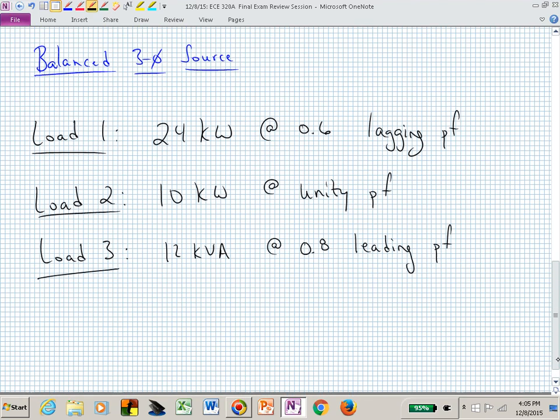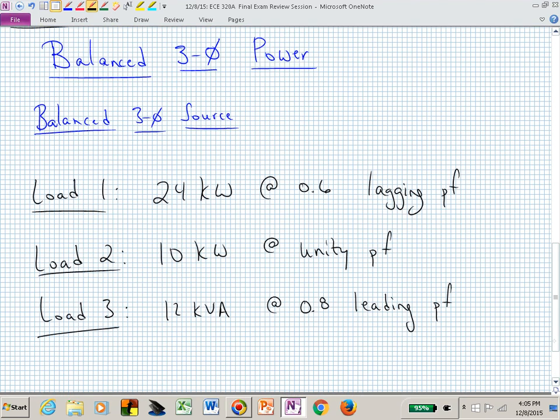What does unity mean? Unity is 1. So now we have unity, or a power factor of 1 in load number 2, where we have a power factor of 0.6 in load 1. And why do I not say leading or lagging in the second load? It doesn't matter, does it? If I have a power factor of 1, what does that really tell me?